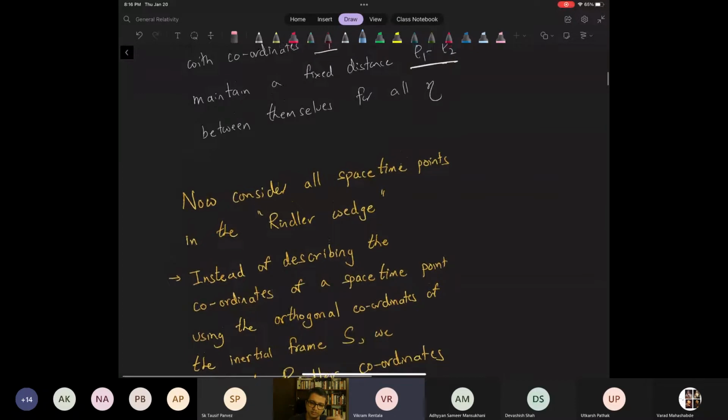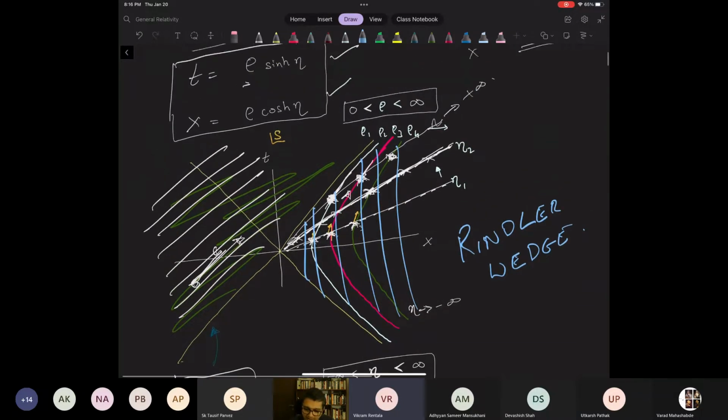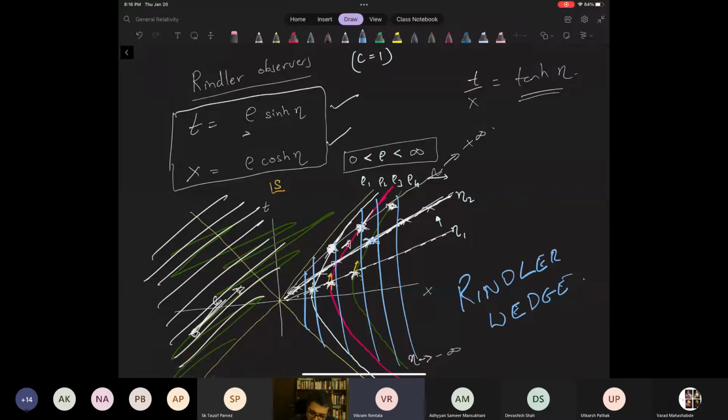Instead of describing the space-time coordinates of this region by going to any particular Rindler observer's rest frame and then having to change that rest frame, you can take any particular point in this space-time, and there's only one Rindler observer who passes through that point. So you can describe the coordinates of this point instead of by inertial coordinates x and t in the frame S, or the inertial coordinates of some other rest frame of any particular Rindler observer.